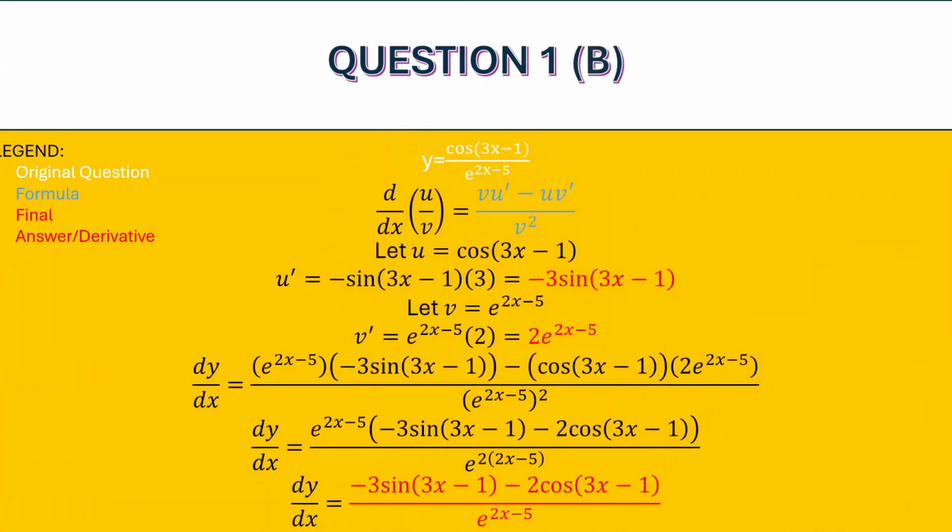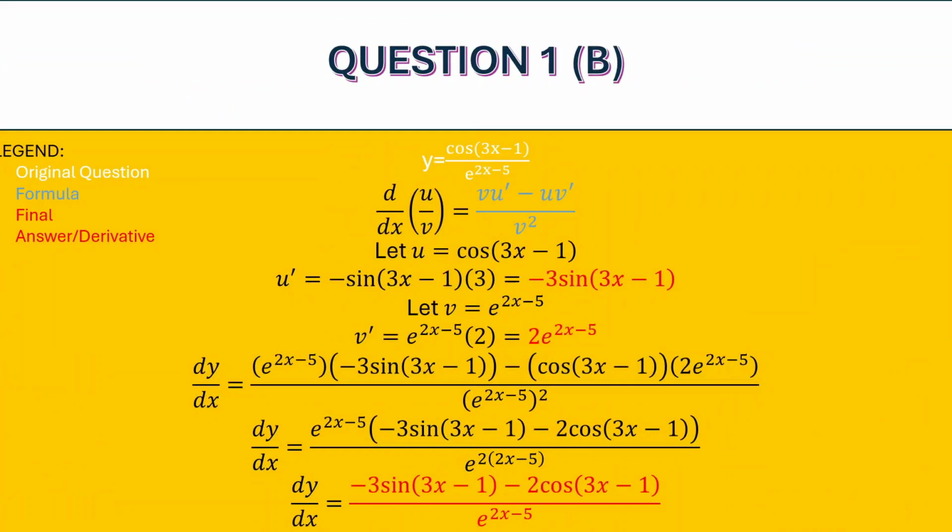Thank you, Xavier, for the explanation. We move up to question 1b. In this question, we identify that the function requires the quotient rule because cosine is divided by an exponential function. In this case, we will use the quotient rule. So, let u equal cos(3x - 5) and v equal e^(2x - 5).